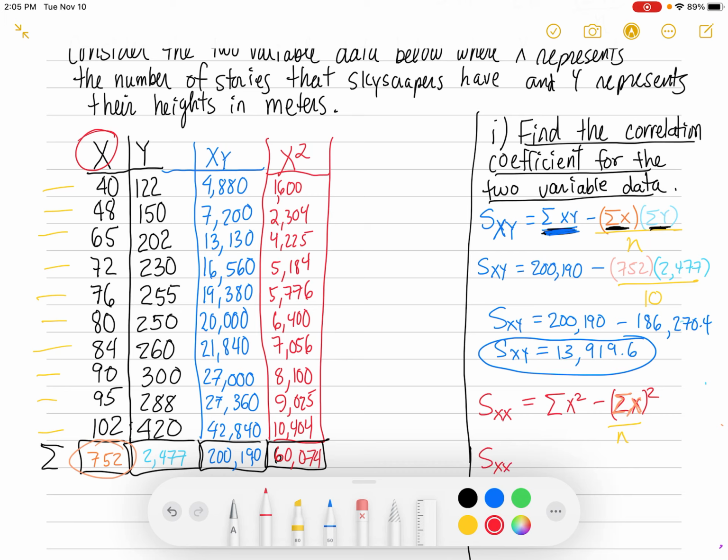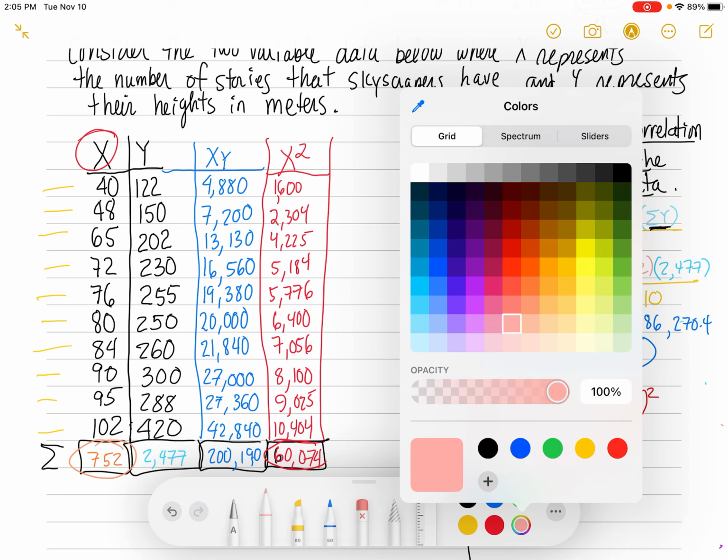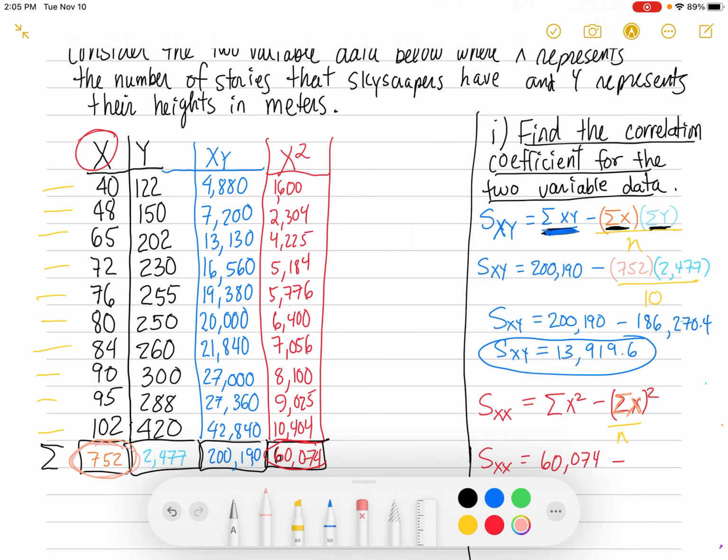Okay, so that means SXX is, the sum of the x squareds, which we've just calculated right here, 60,074, minus the sum of the x's. What was the sum of the x's? The sum of the x's was this orange number back here, 752. And we've got to square that. Then we're going to divide that by n. Divide that by 10.